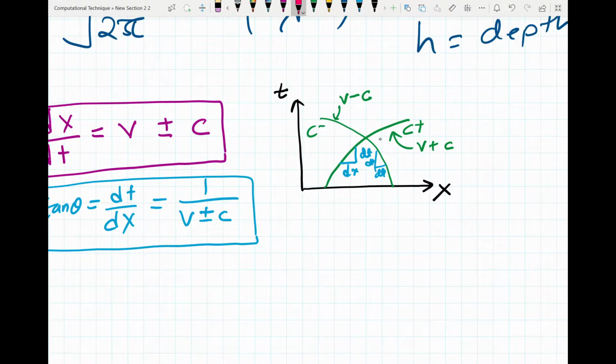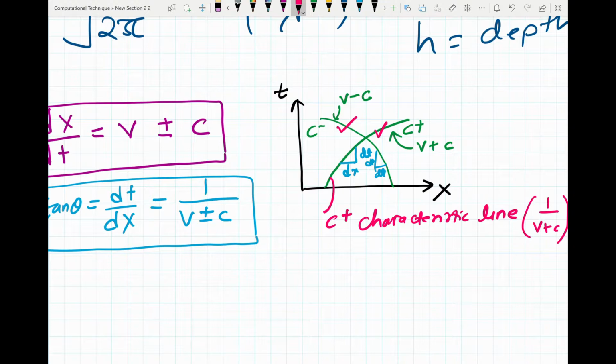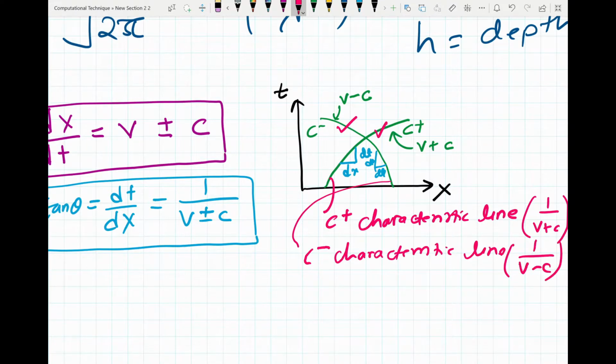Here these two are your characteristic lines, where this one is known as the c plus characteristic line, which has a slope of 1 by v plus c, and this one is the c minus characteristic line, which has a slope of 1 by v minus c.